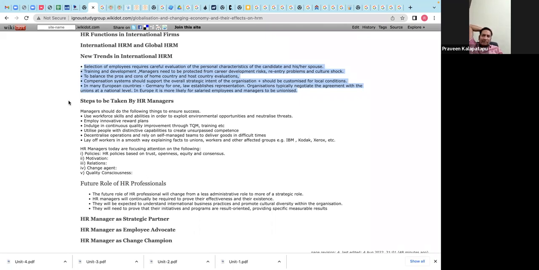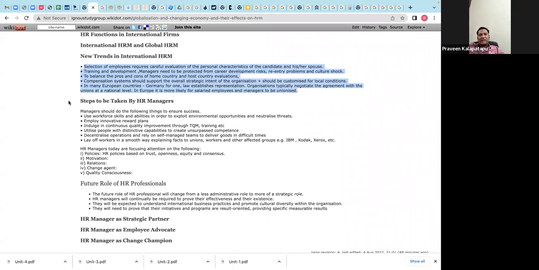Next is training and development. This training and development should cover multiple aspects. They should cover even cultural shock, career development risks across these cultures, and re-entry problems. These are some of the fringe, or rather not so common, training programs, but managers should be doing this as well. International HRM should be able to balance the pros and cons of the home country and also the host country. Evaluations. What are these evaluations that we are talking about? We are talking about performance evaluation and other things.